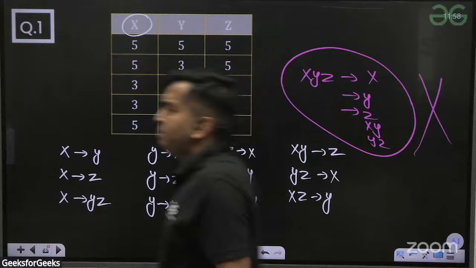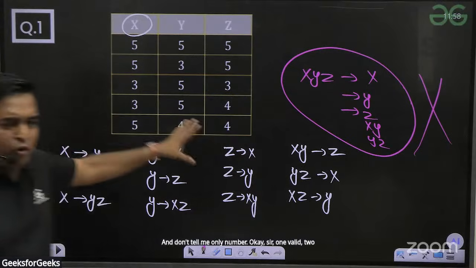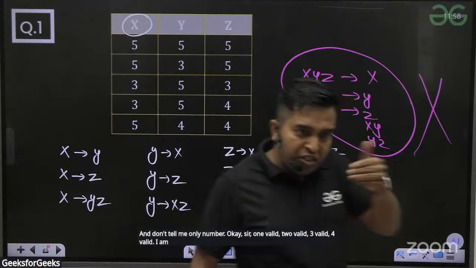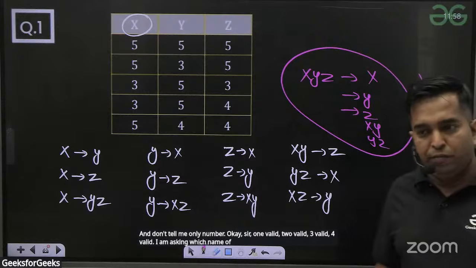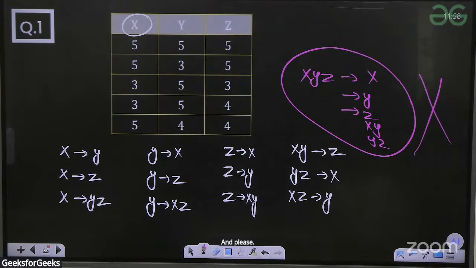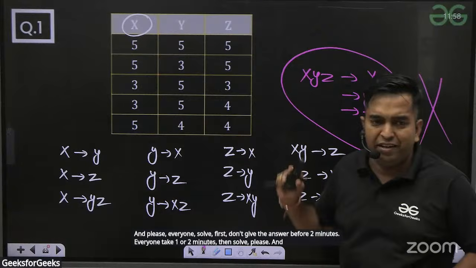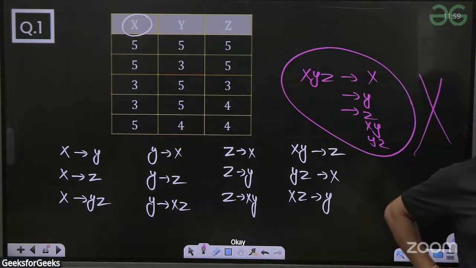Very good, Radhe. And don't tell me only the number, like sir, 1 valid, 2 valid, 3 valid, 4 valid. I am asking for the name of that FD also. And please everyone solve first. Don't give the answer before 2 minutes. Everyone take 1 or 2 minutes, then solve please, and note down parallelly as well. Okay.